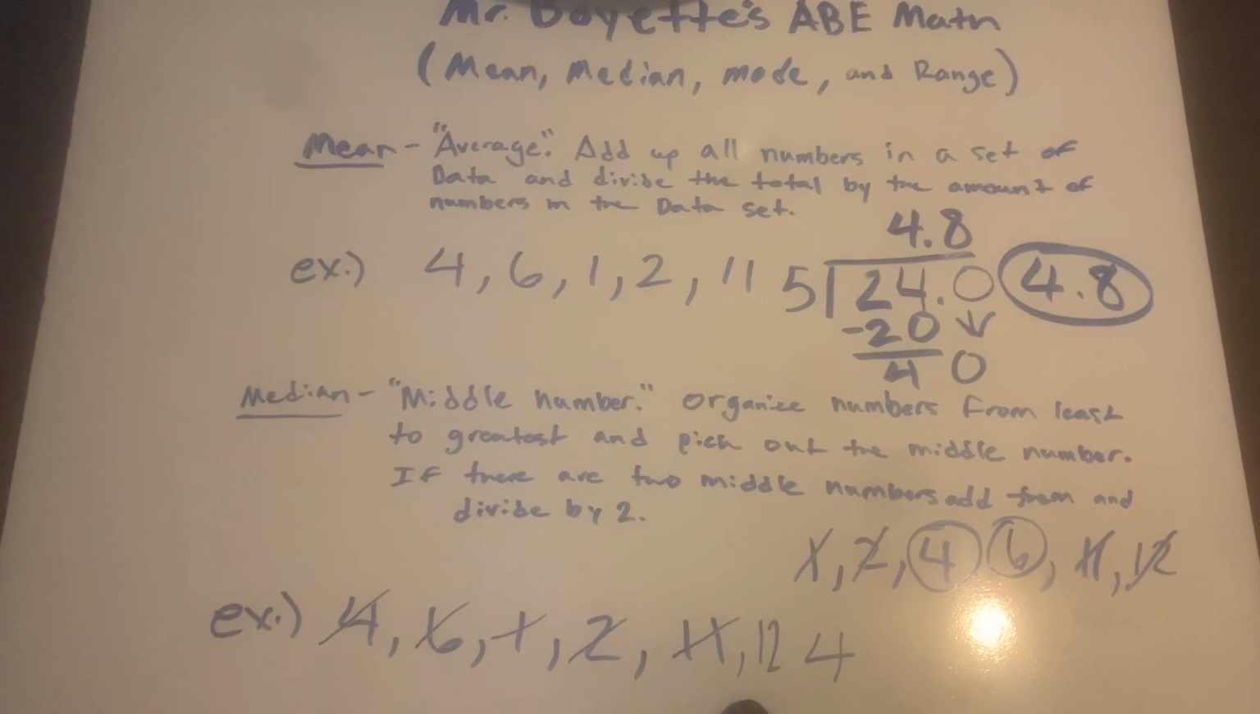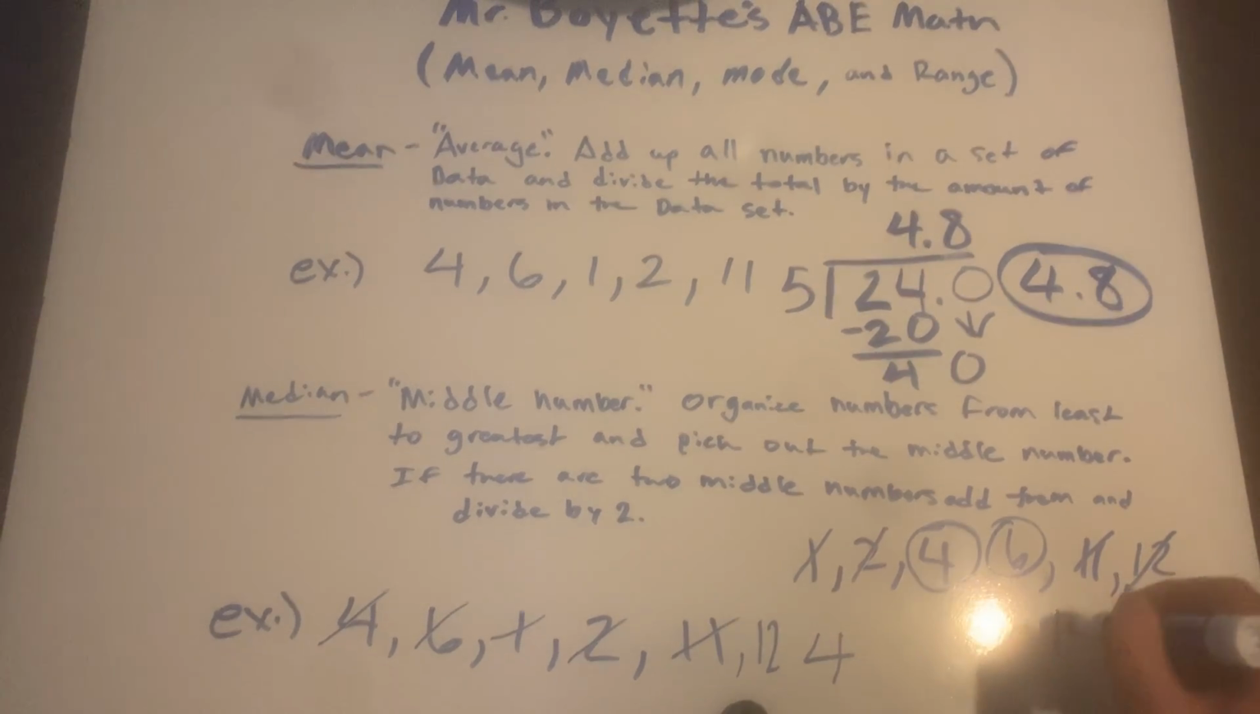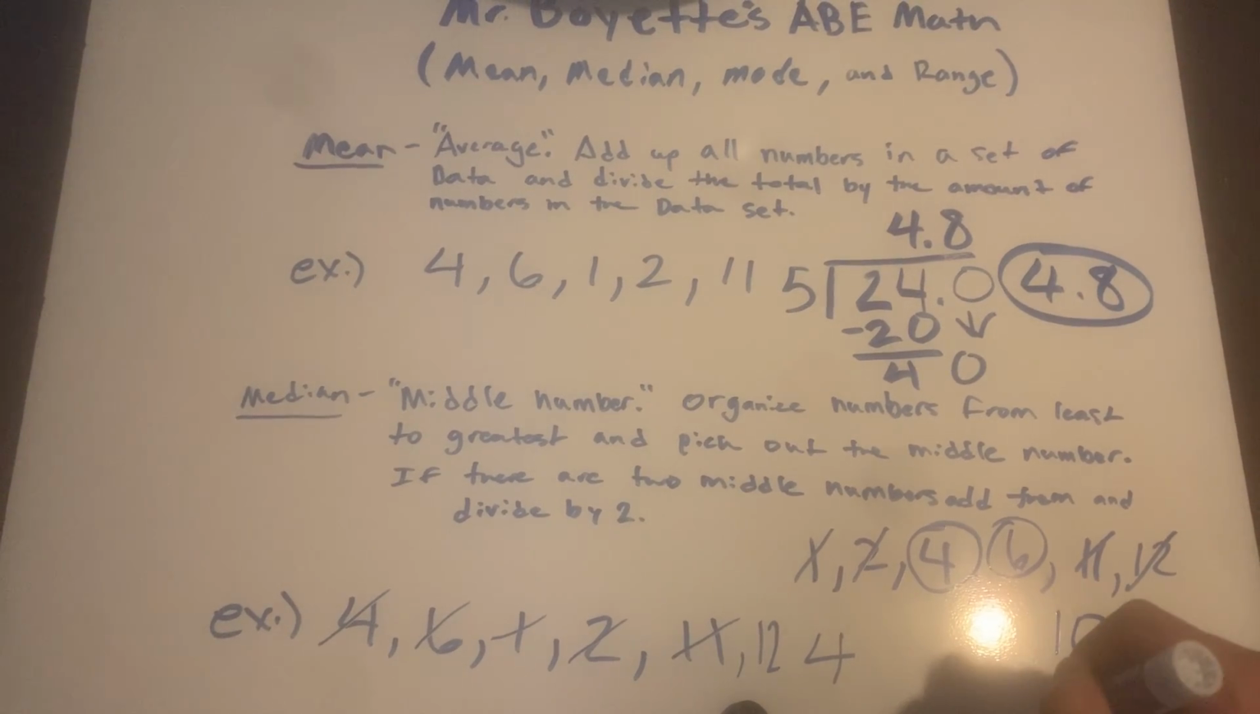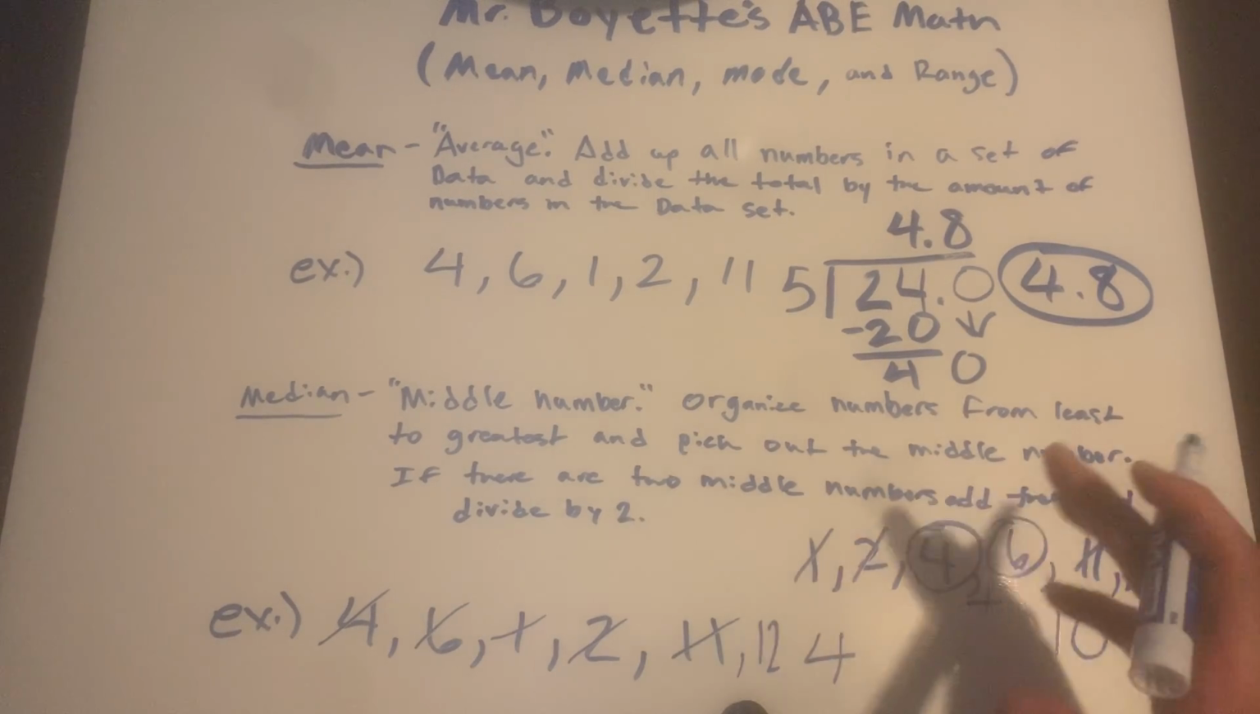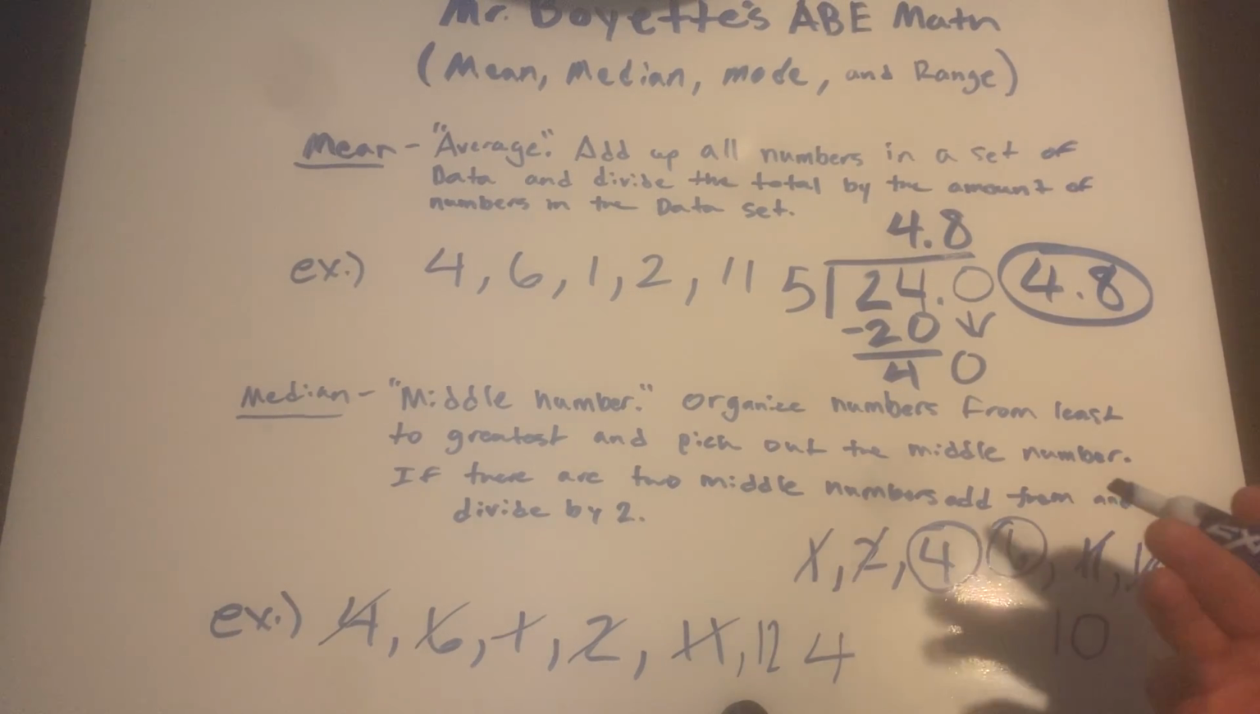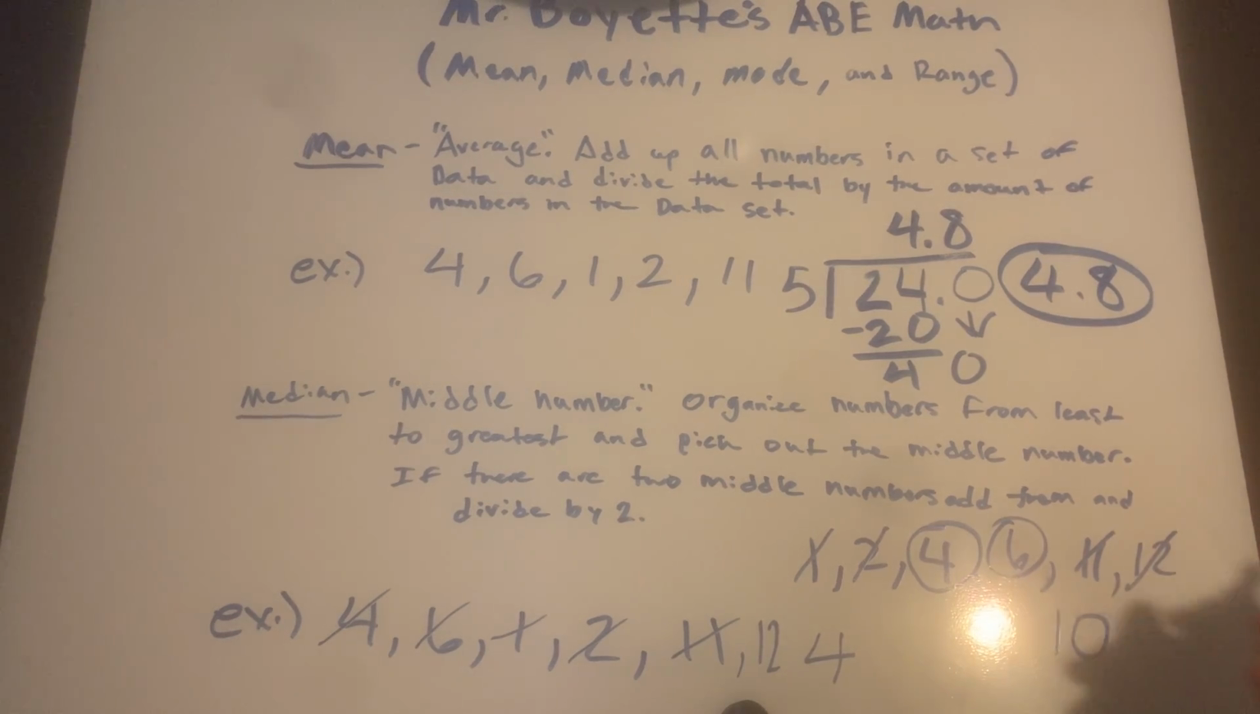Now what we're going to do in this case is simply add these together. 4 plus 6 is what? 10. And then we're going to divide that by 2. An easy way to divide a number by 2 is to think of half of that number as your answer. So what is half of 10? 5. And that is your new median.